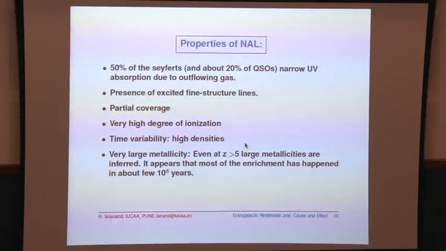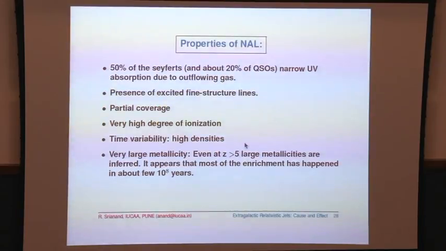So, properties of narrow absorption line systems. 50% of Seyfert galaxies and 20% of quasars show intrinsic absorption at the redshift of the quasar or of the AGN itself. Most of them show excited fine structure lines. When you have excited fine structure lines, you can calculate this excitation and find the density and pressure in the region. You have to solve this equation with the combined equation. If you can't solve it, you go to my paper. I have given the things which you can easily read out. Partial coverage, we explain how you can do it.